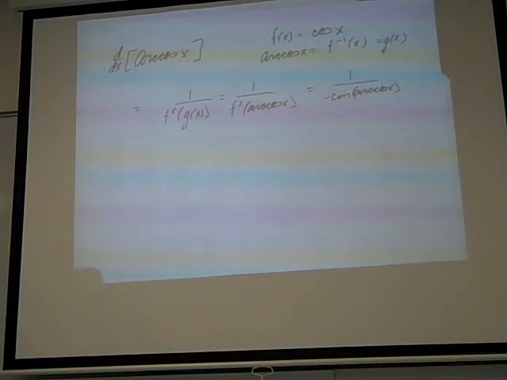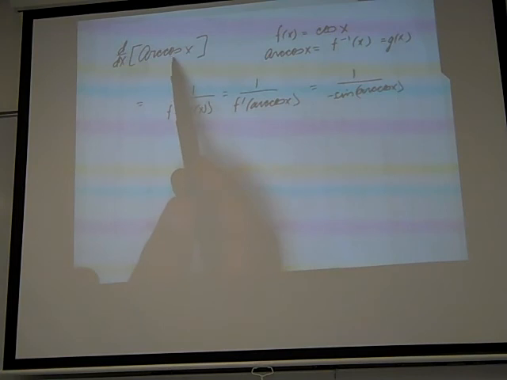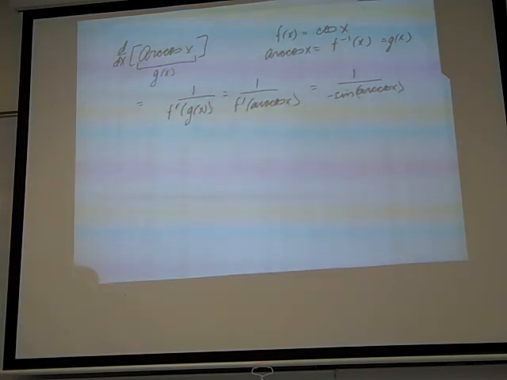Let's stop and think through that again. We wanted to find the derivative of the arc cosine function. This is the function I want, but I don't know how to do it, so I'm going to call that g. From pre-calculus, we know that arc cosine is the inverse of the cosine function. So we have this relationship.